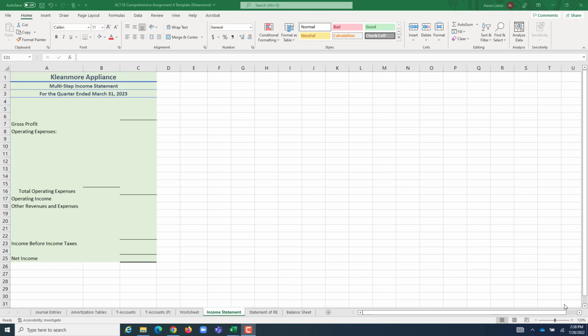Now that Clean More Appliance is done making its worksheet and we know that our debits equal our credits, we're ready to start preparing our financial statements. Financial statements have to be prepared in a preset order, and the first one is always the income statement.